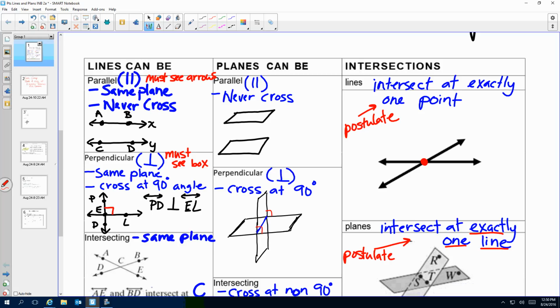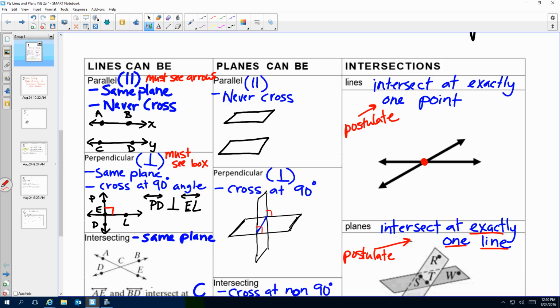Also, I put in here in red, you must see arrows. If I give you a figure right now, I gave you two lines. They appear like they're not crossing. We have line AB or line X, and line CD, or I could say line Y. Right now, I cannot assume they're parallel. In geometry, assume nothing. Make sure you have evidence to justify the conjecture you're making.